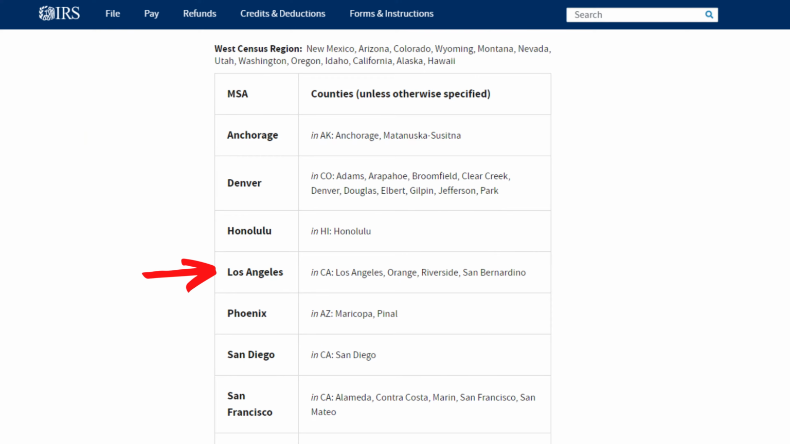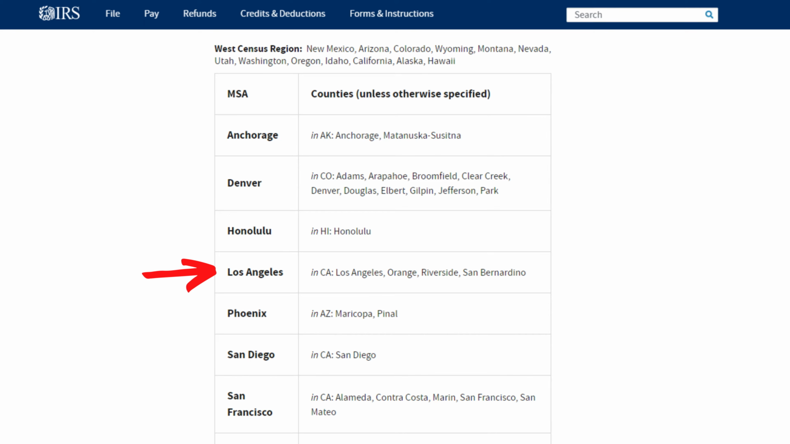For example, if you look at the IRS page for these standards, link is in the description below, and you look at the table for MSA definitions by census region, MSA, of course, stands for Metropolitan Statistical Area. If you look at this table, you'll see the Los Angeles MSA for the vehicle operating cost standard includes, here in Southern California, Los Angeles County, Orange County, Riverside County, and San Bernardino County.